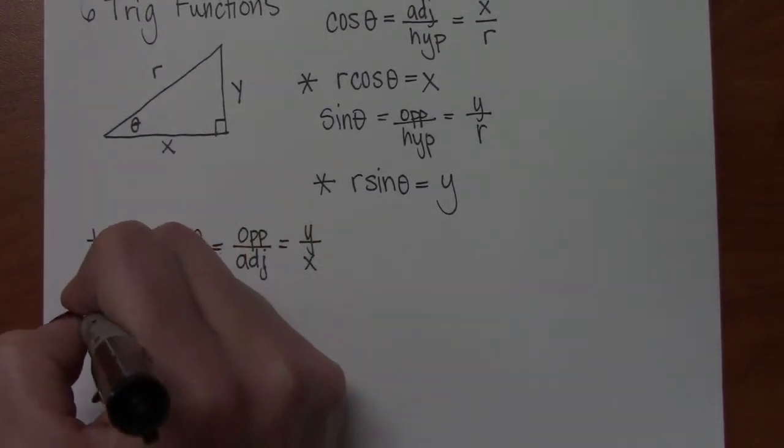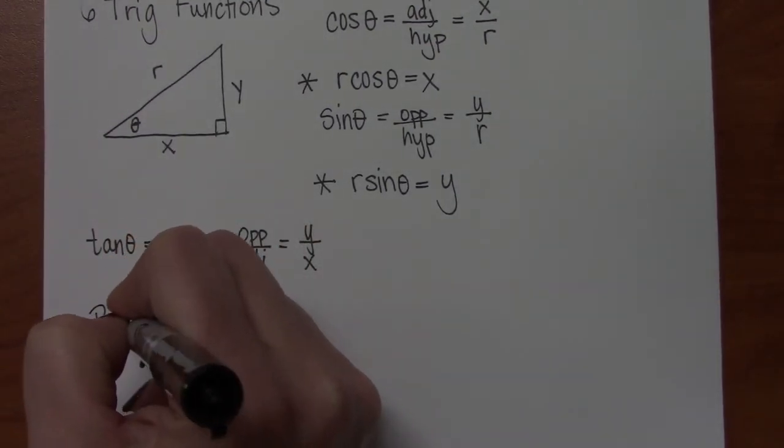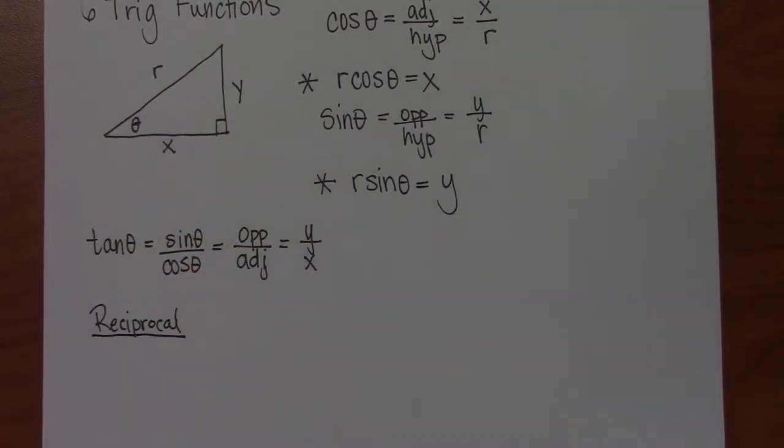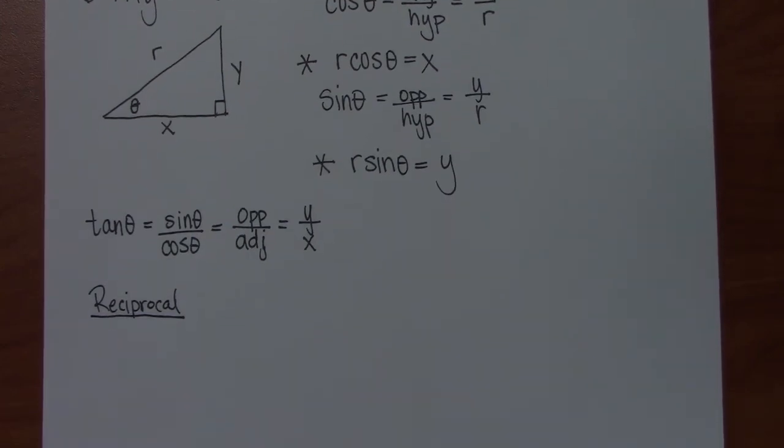So then the remaining three, reciprocal, I hope I spelled this right. Spelling isn't good for me today. All right, so the remaining three trig functions are what we call reciprocal functions, okay? So if you remember, a reciprocal is when you flip a fraction, right?